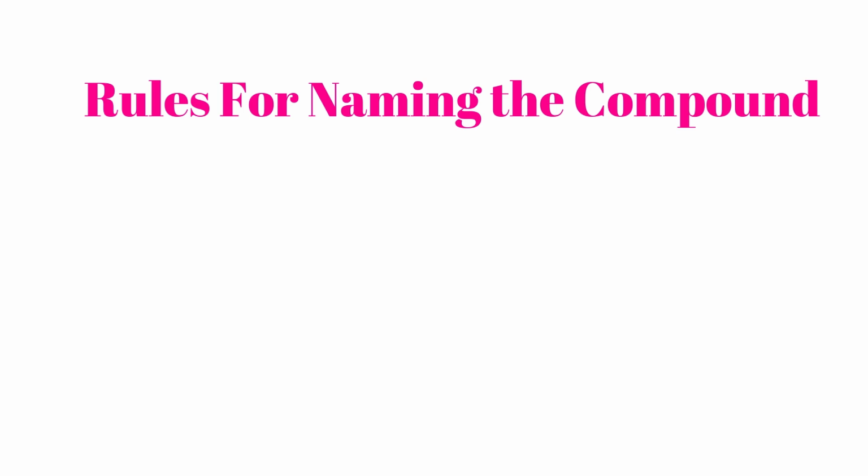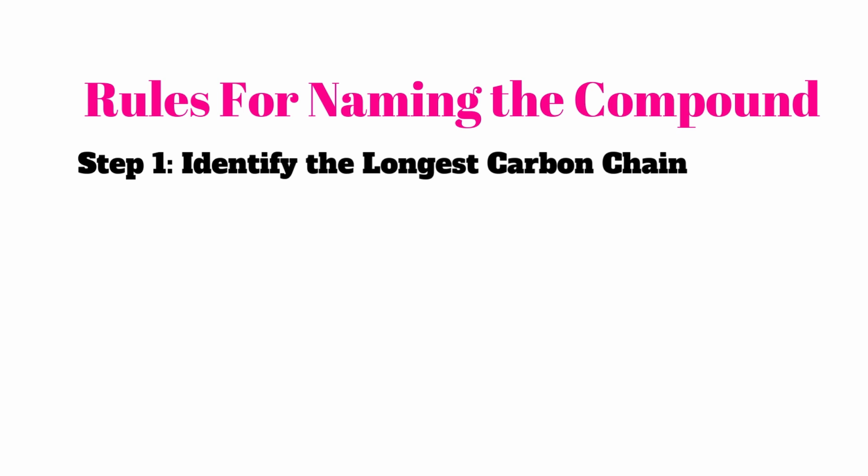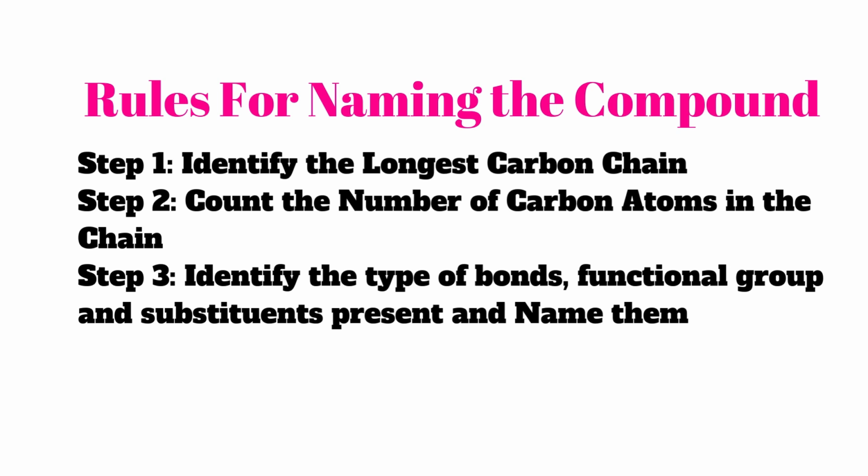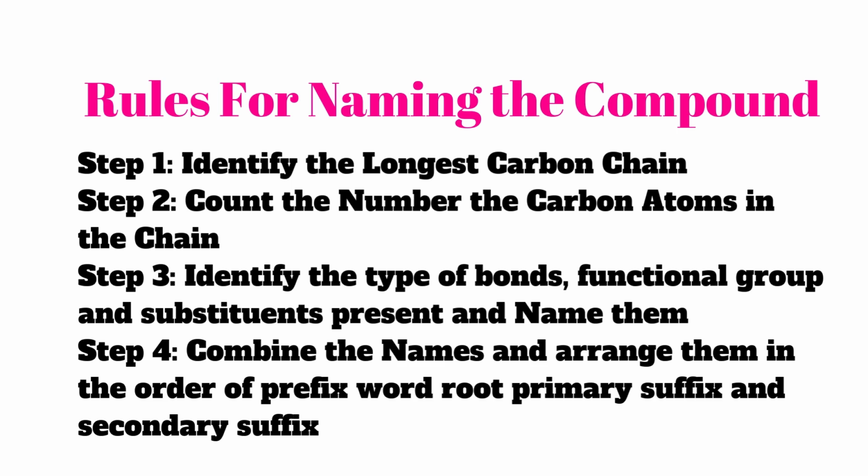Let's learn the rules for naming the compound step by step. Step 1. Identify the longest carbon chain. Step 2. Count the number of carbon atoms in the chain. Step 3. Identify the type of bonds, functional group and substituents present and name them. Step 4. Combine the names and arrange them in the order of prefix, word root, primary suffix and secondary suffix.